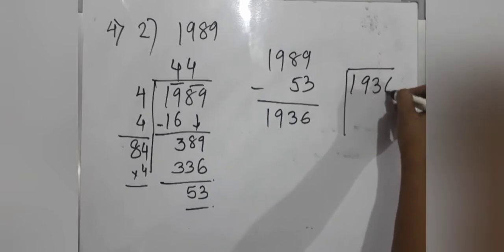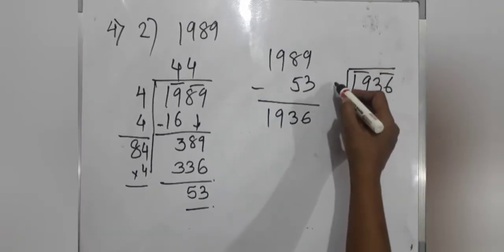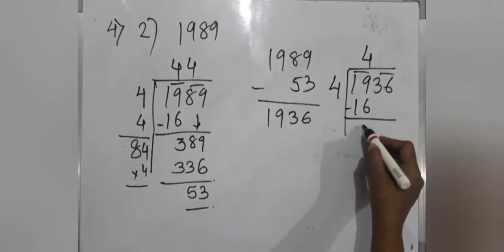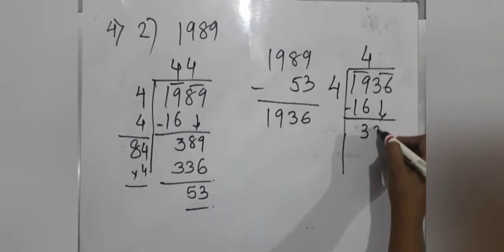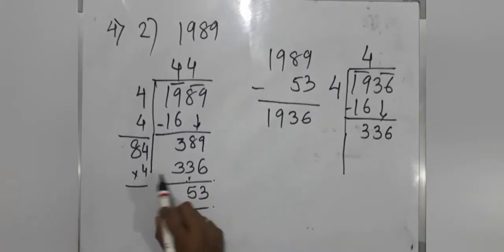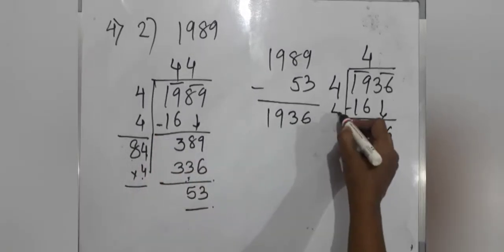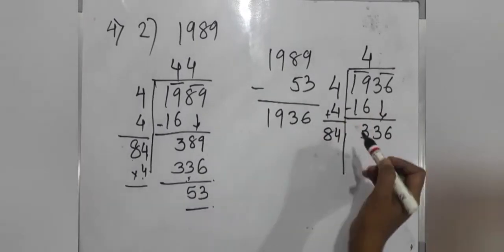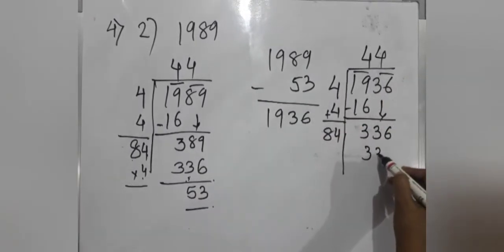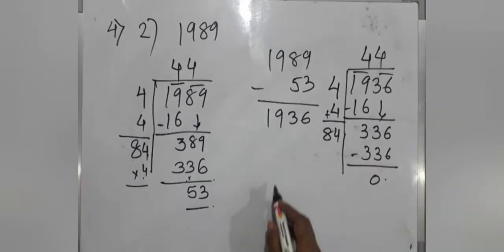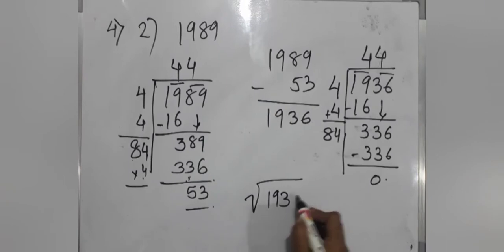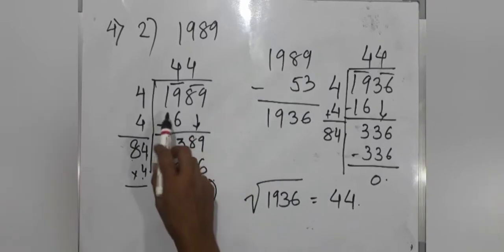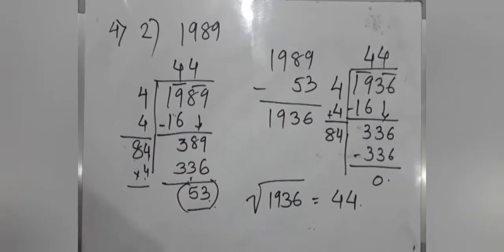Again using the division method, put the bars, and 4 into 4 is 16, remainder again 3. Bring 36 down here, and here we have already seen that when it is multiplied by 4, plus 4 is 8, and when we multiply by 4 we will get 336. So the same quotient will be 4 here, and 336. So the answer is 0. Therefore the square root of the obtained number 1936 is 44. So we have subtracted 53 from the given number.